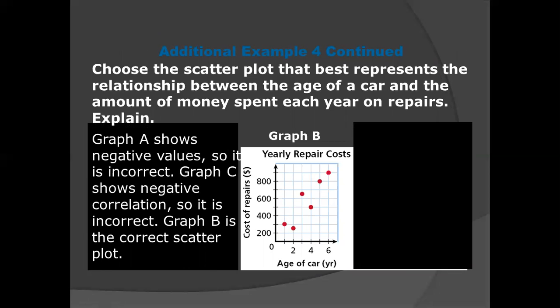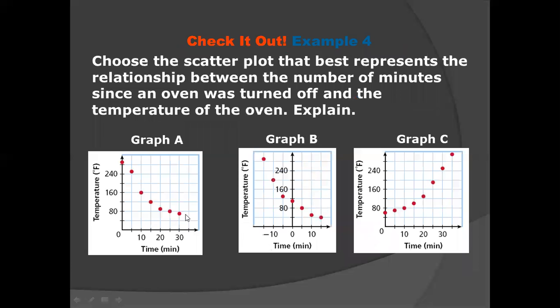Graph B. We know that graph A is not correct because A shows negative values. But graph C shows a negative correlation, so it's incorrect. Graph B is the correct scatter plot.